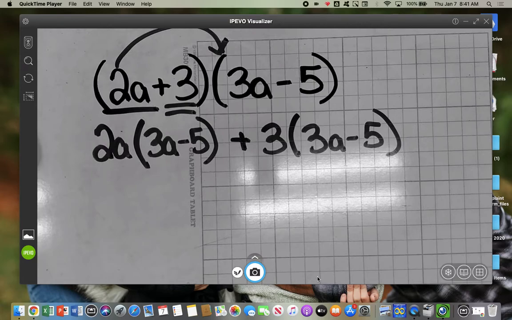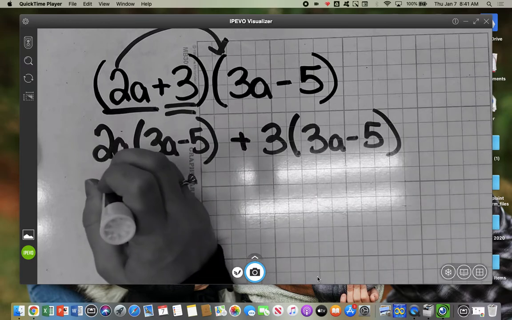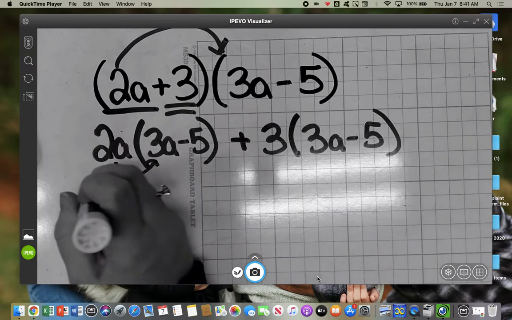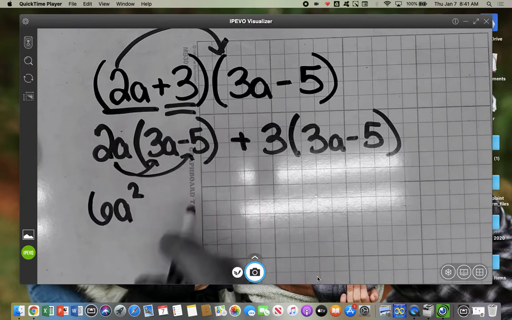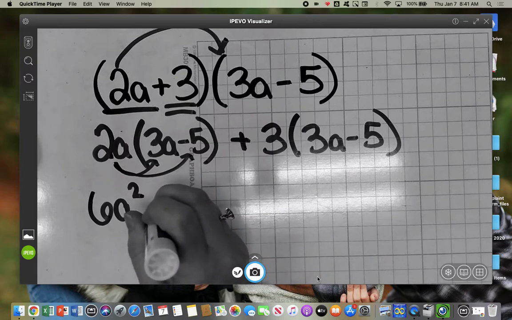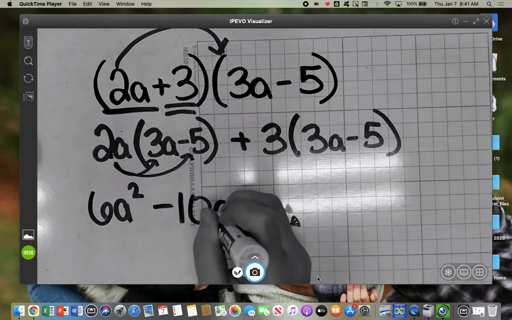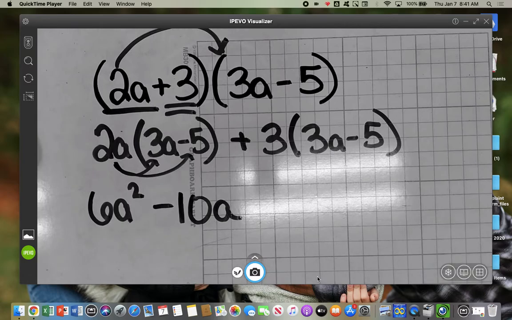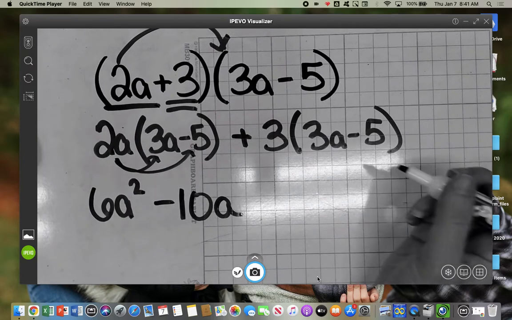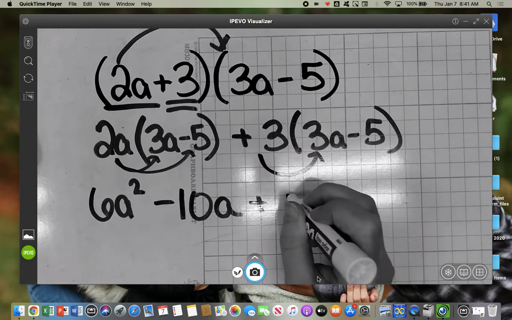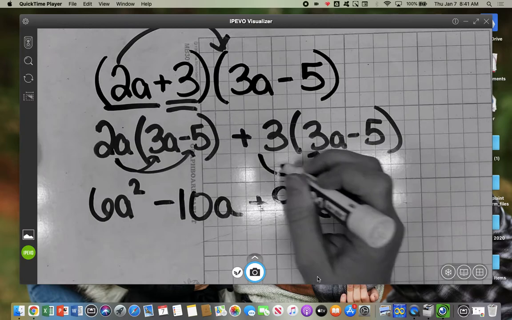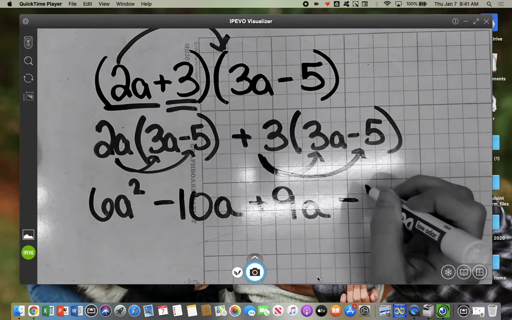So if you distribute the 2a first, what is 2a times 3a? 6a squared, and then 2a times negative 5. Negative 10a. Then we have to distribute the 3. So 3 times 3a gives us 9a, and then 3 times negative 5 gives us a negative 15.